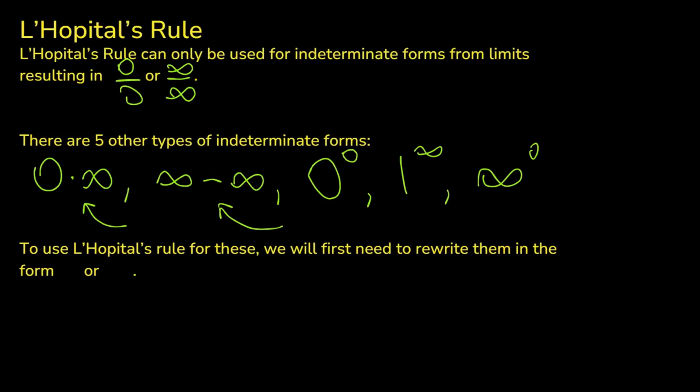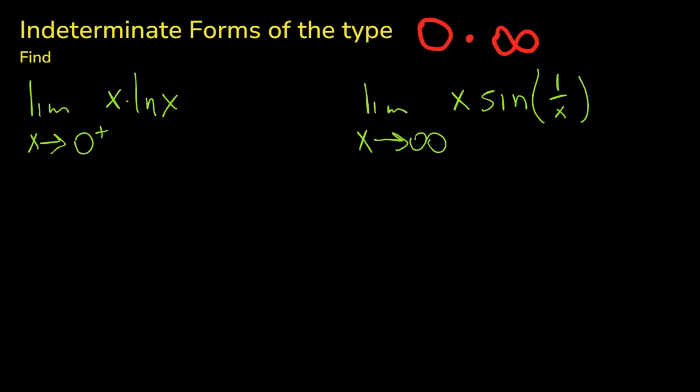So to use L'Hopital's rule for these, we first need to write them in the form for L'Hopital's rule, either 0 over 0 or infinity over infinity. So we'll look at examples for each of these. Now, when you're working with indeterminate forms of the type 0 times infinity, it's helpful to rewrite the product as a quotient, either the one function over the other or vice versa.